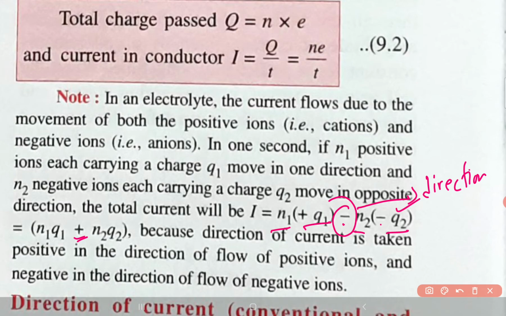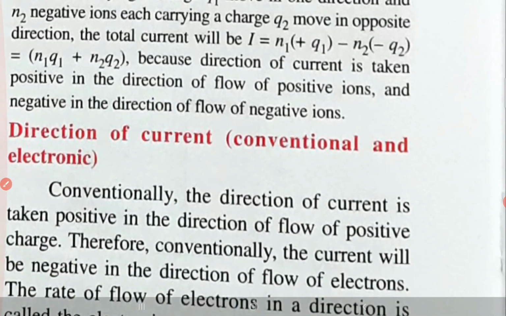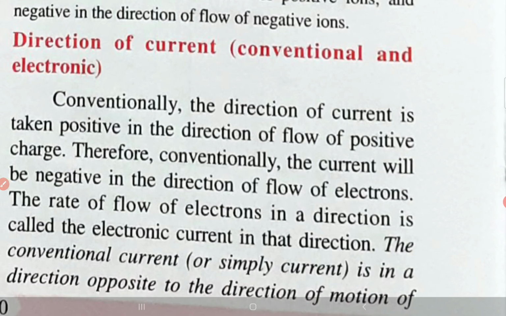So let us try to understand this with the help of direction of current. Although it is a scalar quantity, still we are discussing the direction of the current. Now why it is a scalar quantity, I think this will be a little bit more helpful. Now, direction of current, conventional and electronic. So conventionally the direction of the current is taken in the direction of the flow of the positive charge, that means from the positively charged body to the negatively charged body.